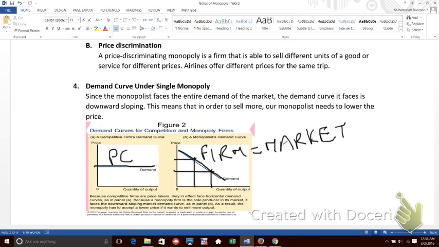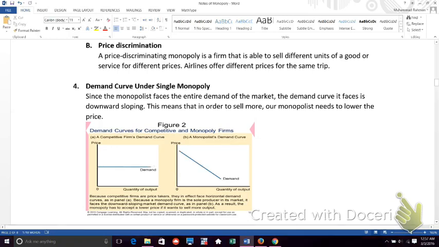So under monopoly, the firm's demand curve and the market demand curve are identical, which is downward sloping, and under perfect competition, a firm's demand curve is horizontal. They're very different.